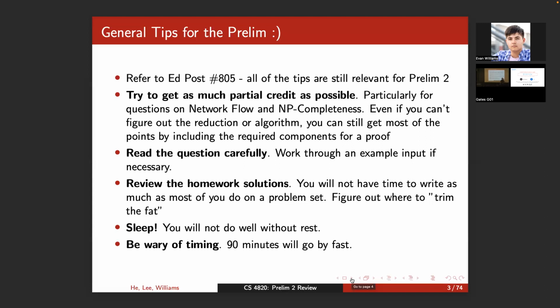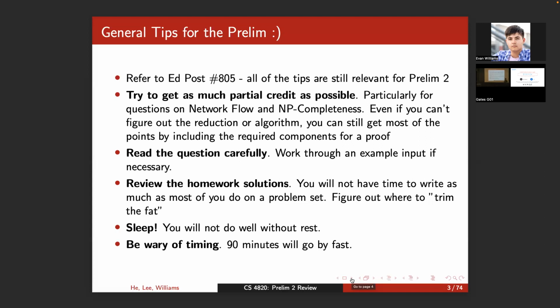Okay. So just some general tips for the prelim. I wrote a post before the last prelim on Ed with some general tips. All of that still applies for prelim 2. So if you need a refresher, hopefully after having taken a prelim, if you felt a little pressed for time, you know what that's like and can prepare accordingly.